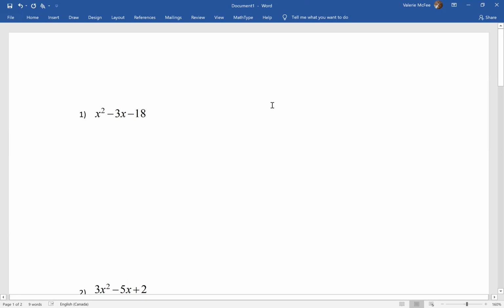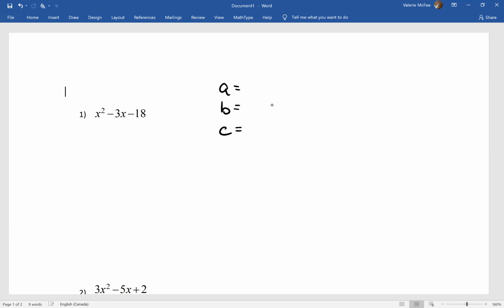So step 1 says we wanted to find A, B, and C. A is 1, 1x squared. B is -3, and C is -18. Remember, we want two numbers that multiply to A times C and add to equal B. Well, B is -3. A times C, -18.